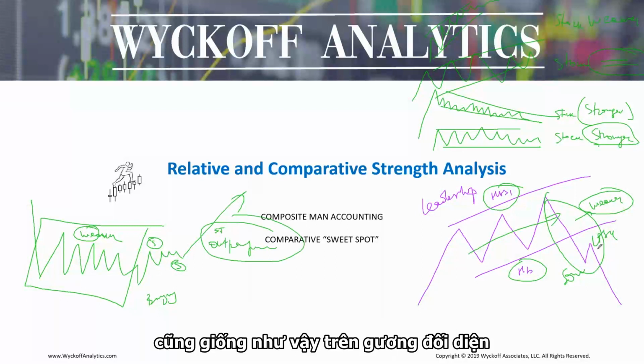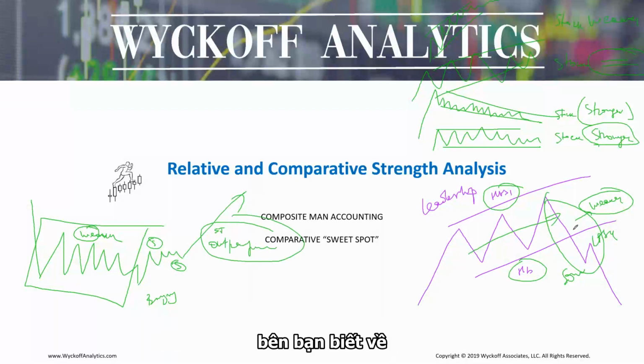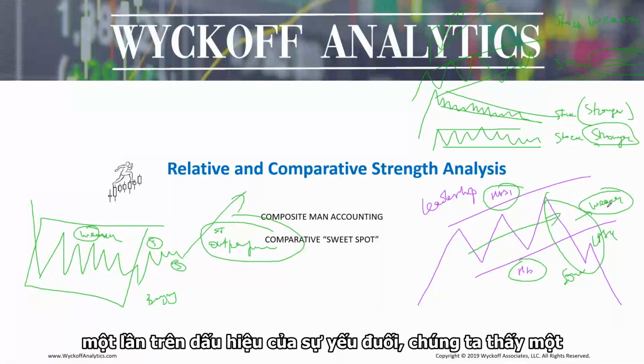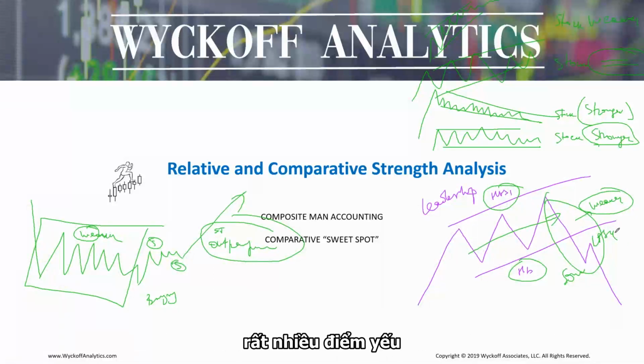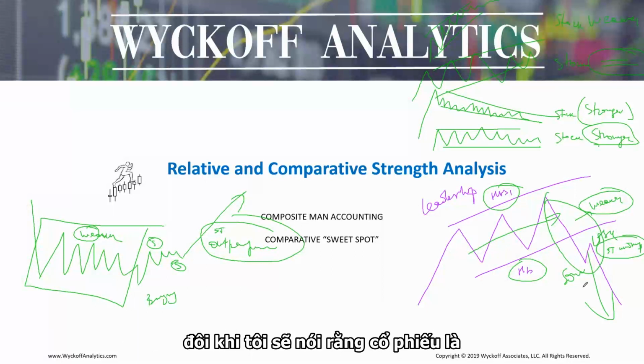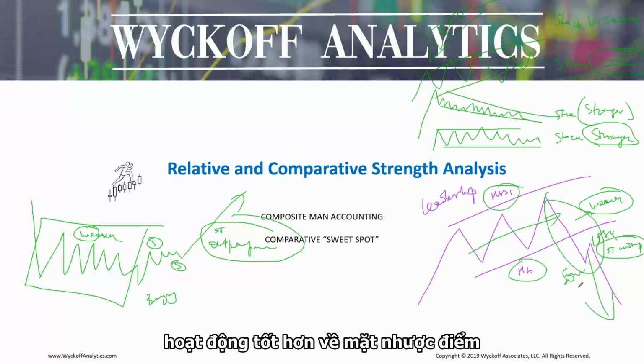Well, the same on the opposite, the mirror side of the trading range, that's going to be a leadership distributional range with higher highs, higher lows. Once on the sign of weakness, we see a lot of weakness. This is where it suggests that there's going to be a short-term underperformance, where the stock is going to go down much faster than the market. So sometimes I would say that the stock is outperforming on the downside.